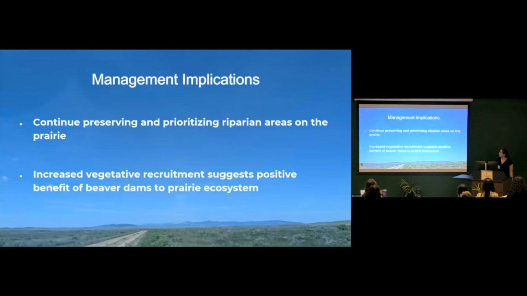Okay. So I just want to talk about the management implications of what I've been doing. Broadly, this research shows that it's very important to continue preserving and protecting riparian areas on the American Prairie. They are such a small subset of the ecosystem, but they support such a variety of species and processes. And especially with the increased vegetative recruitment of the beaver dams, it really shows a positive benefit to the ecosystem that really needs to be explored through future studies, looking more closely at the relationship between the frogs and the beaver dams.